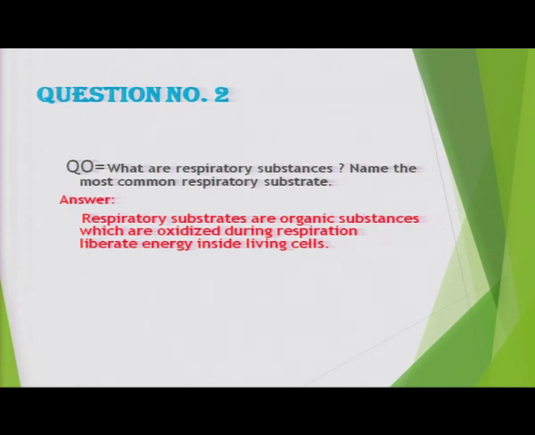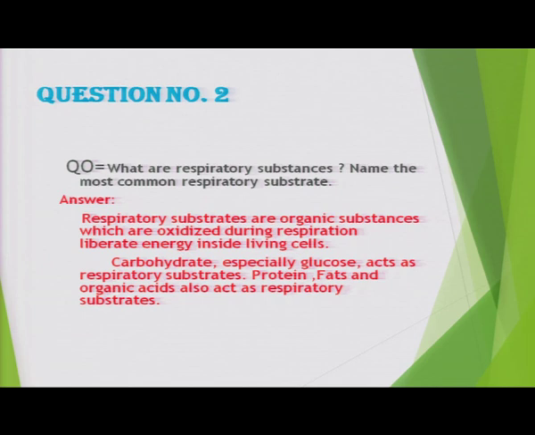The second question is, the most common respiratory substrates are carbohydrates, especially glucose, which is the product of photosynthesis, which I have already discussed in my last lecture, acts as a respiratory substrate. Besides this, protein, fat, organic acids also act as respiratory substrates.